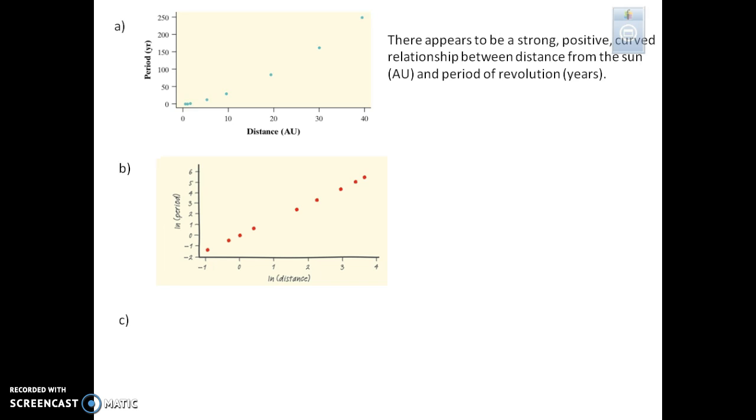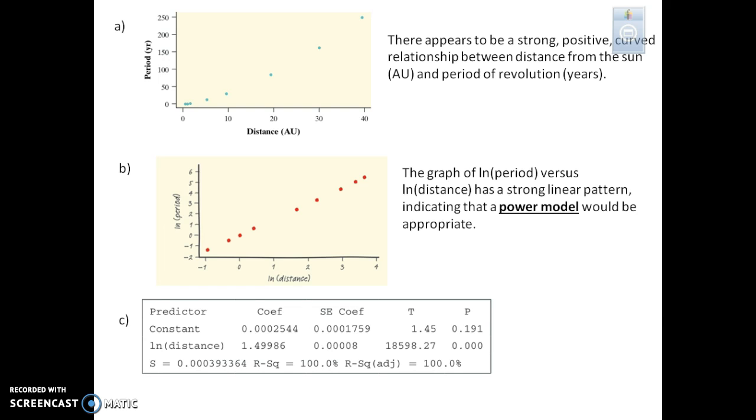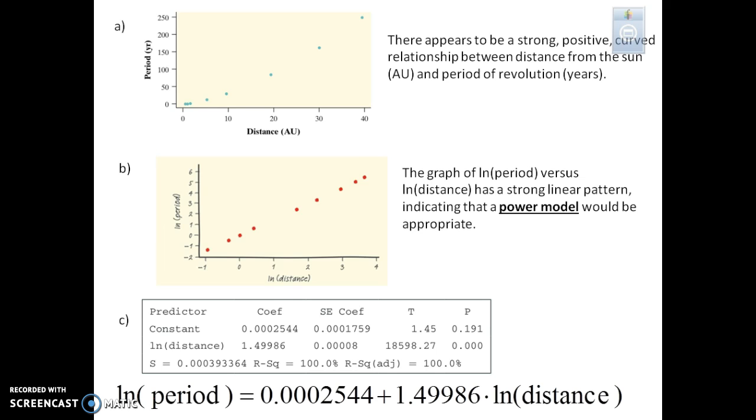So once I generated the scatter plot for ln of distance, ln of period, which I already did, it looks very linear. So the graph of ln of period versus ln of distance has a strong linear pattern indicating that a power model would be appropriate, and there is my regression output. So it's a very strong model. Now, part C says to generate the least squares regression line, and here it is.